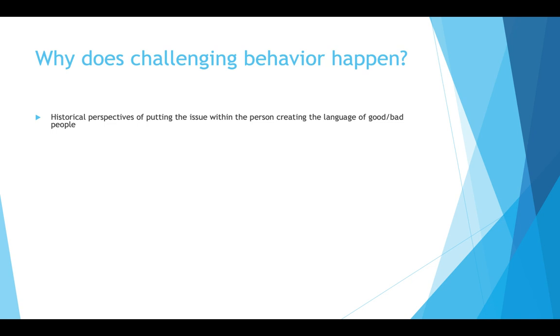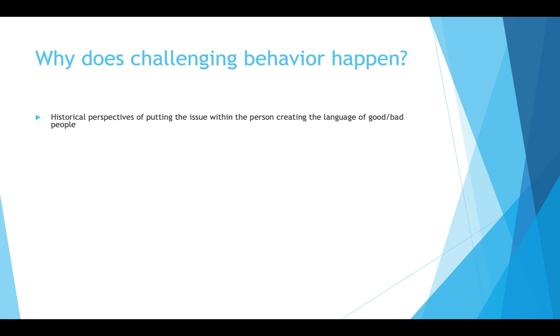So why does the challenging behaviour happen? In terms of challenging behaviour, we don't often want to do things which are not socially acceptable. So why do we do it? There is a historical perspective of putting the issue, so when something is going wrong, within the person, creating this language of good or bad people.